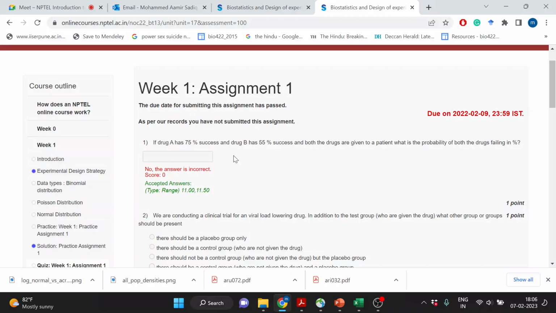The first question is, given two drugs A and B, A has a success rate of 75% and B has a success rate of 55%. What is the probability in percentage that both drugs fail? Anyone that has some kind of approach to this question? Yeah, you can speak up.